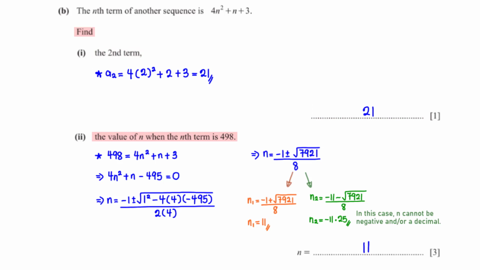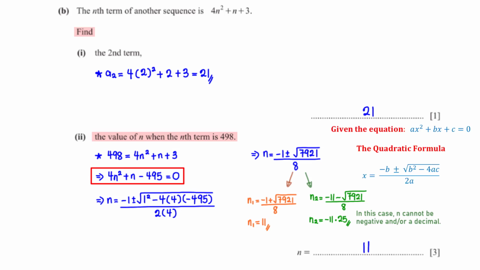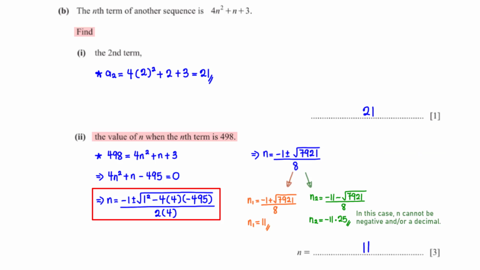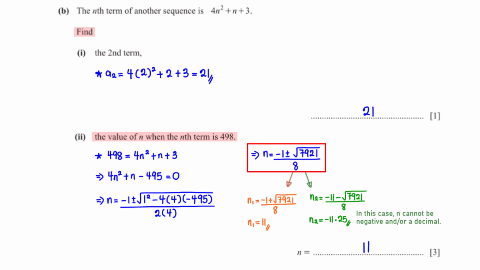Find the value of n when the nth term is 498. To get n, we equate 4n squared plus n plus 3 to 498. When we move all the terms to one side of the equation and group like terms, this is what we get. To solve for n, we apply the quadratic formula and this is what we get. The number under the square root, 1 squared minus 4 times 4 times negative 495, gives us 7,921. For the denominator, 2 times 4 is 8.